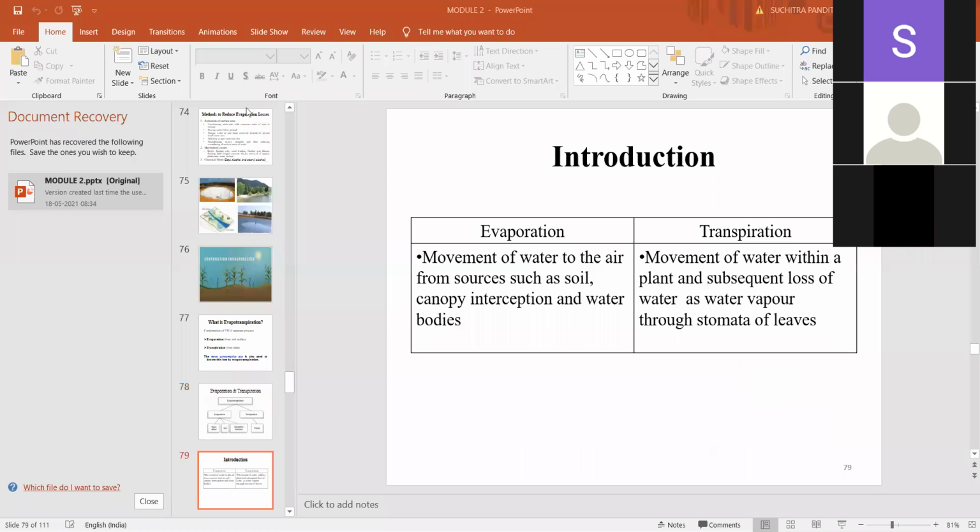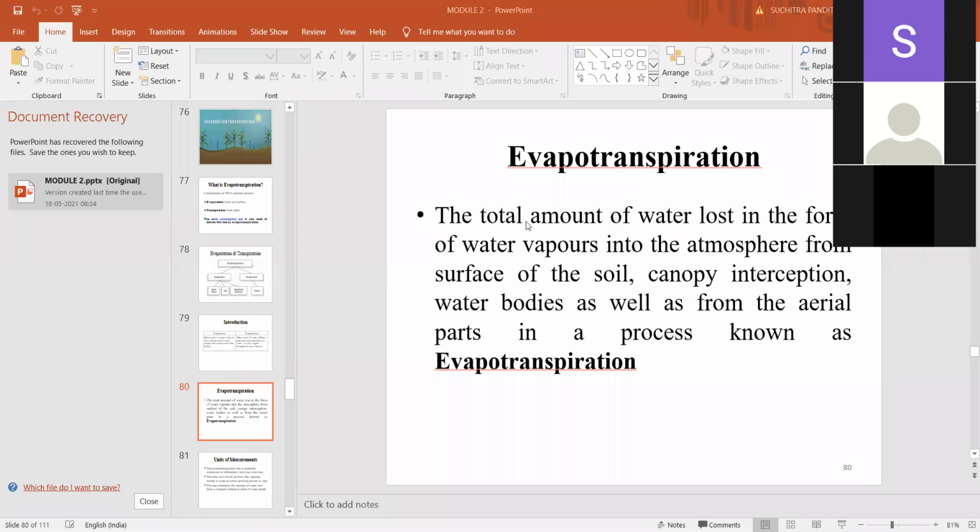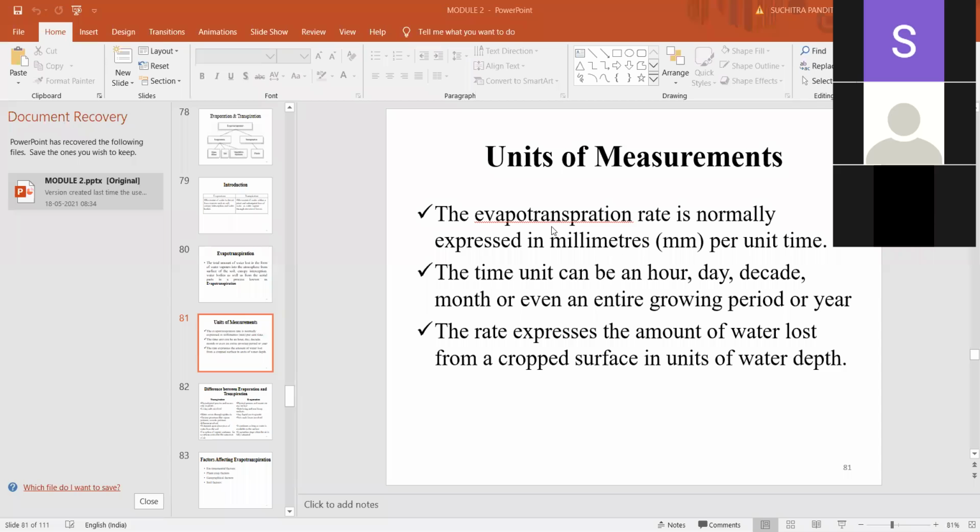So now, introduction. Evaporation is movement of water to the air from sources such as soil, canopy interception, and water bodies. And transpiration is movement of water within the plant and subsequent loss of water as water vapor through stomata of plant leaves. Now, evapotranspiration is the total amount of water lost to the atmosphere as water vapor from the surface of soil, canopy interception, water bodies, as well as from the plant leaves. Now we can measure the rate of evapotranspiration.